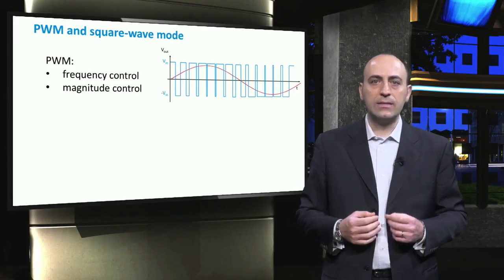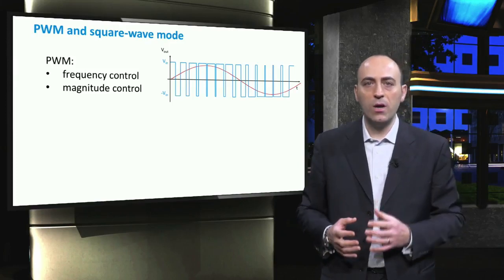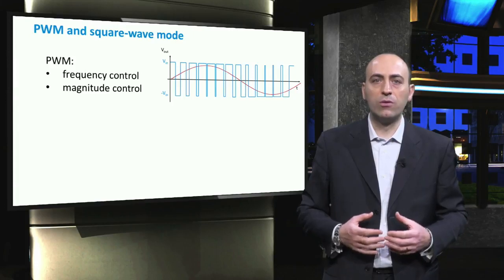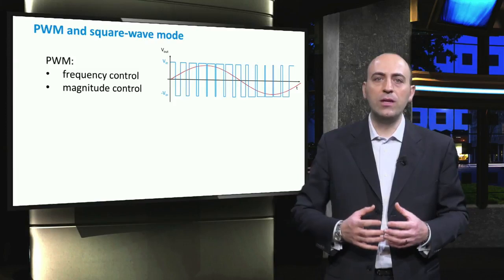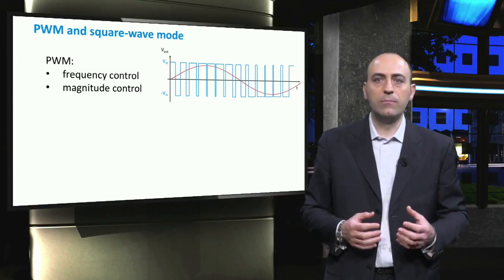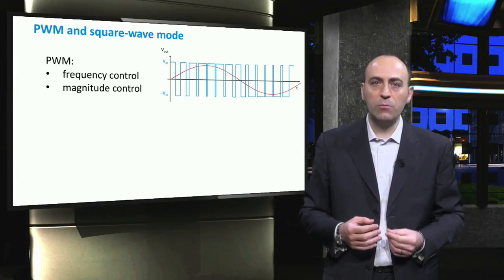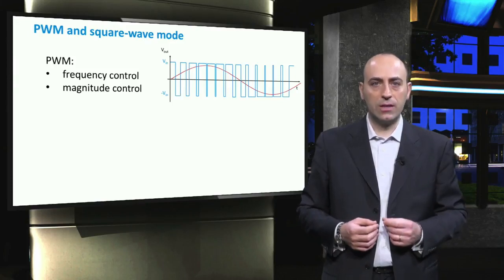Let's now see the main differences between the PWM linear mode and the square wave mode. In the linear mode, the PWM allows us to have both frequency control and magnitude control. The former is obtained by changing the frequency of the control signal. The latter can be performed by changing the amplitude modulation ratio, which is the ratio between the amplitude of the control sine signal and the height of the sawtooth signal.